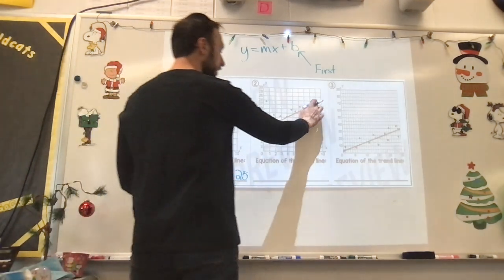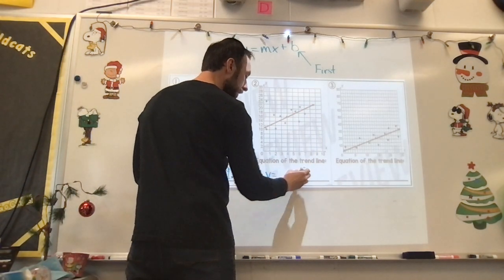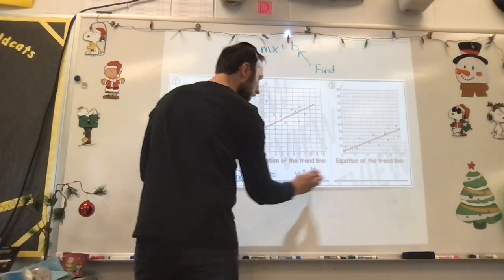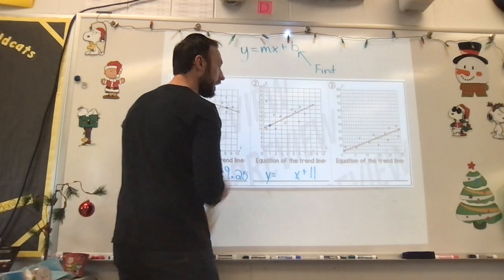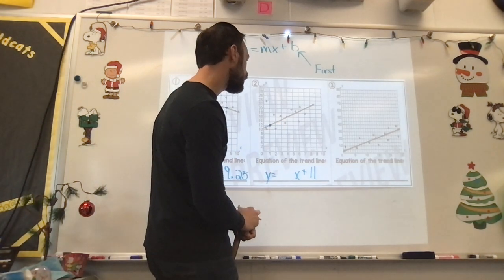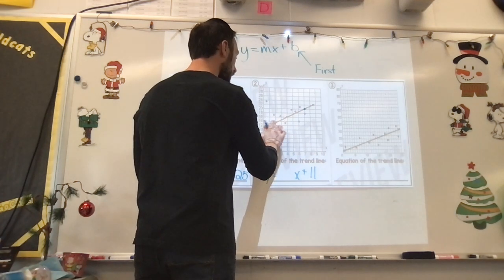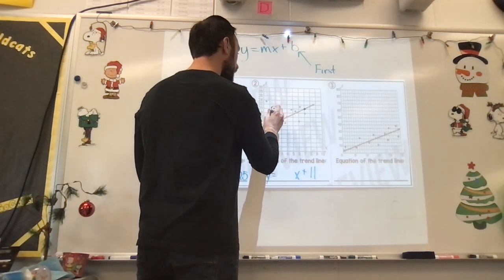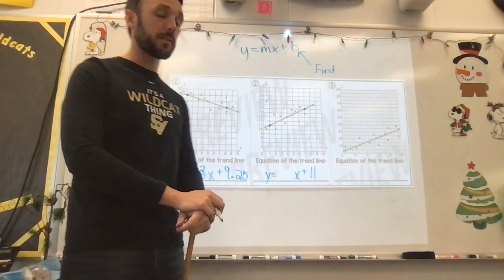On this one right here, it looks like it's crossing the y-axis about 11. So it's going to be y equals something x plus 11. And I need to find some good points. I have a good point right there, and I have a good point right there. So we'll go up 1, 2, 3, 4.